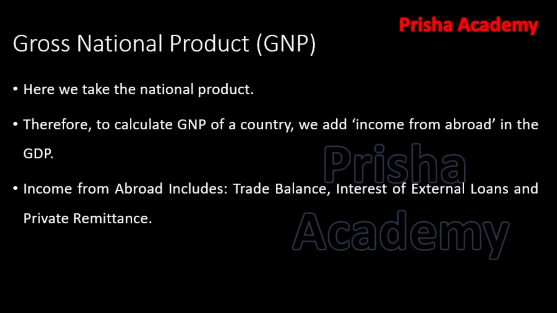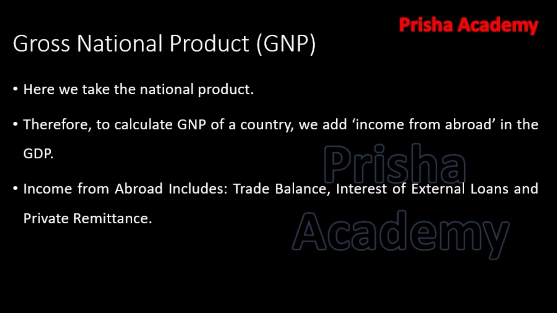Here we take the national product. In GDP, we were taking the domestic product within the boundary. So in GNP, to calculate the GNP of a country, we add income from abroad to the GDP. Income from abroad includes the trade balance. When we are selling goods and buying from abroad, there will be a certain balance, so the net of that will be included here. And interest on external loans: we take loans from foreign institutions, from foreigners, so whatever interest we are paying and whatever interest we are receiving, the net of that will be calculated.